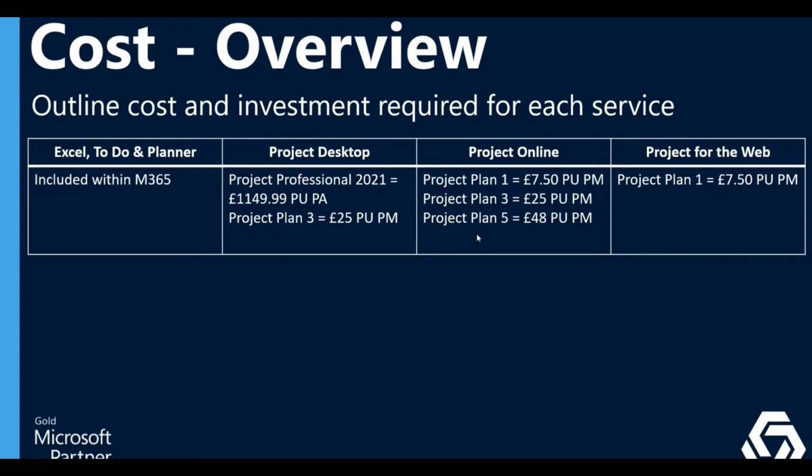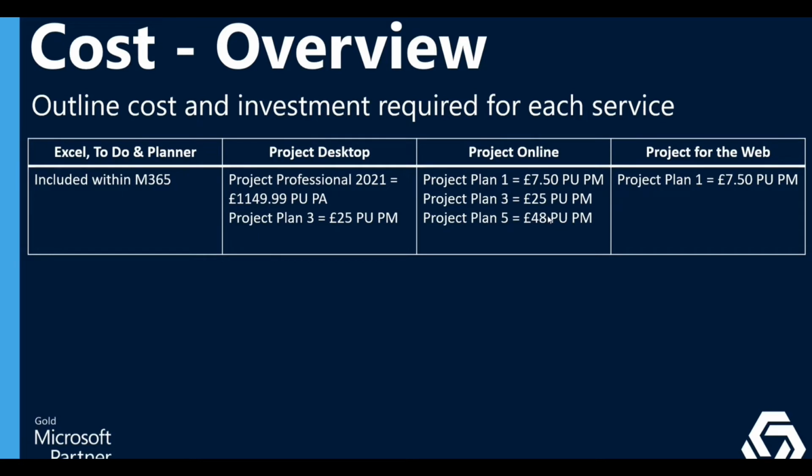It's Plan 3. For Project Online, there are 3 different licenses: Plan 1, Plan 3, and Plan 5. Plan 5 is about £48 a month. Again, all these costs are different in public sector, private sector, depending on whether you're an enterprise account, etc. But that's for a portfolio manager. So maybe most of our customers will have 5 or 10 of these types of licenses.